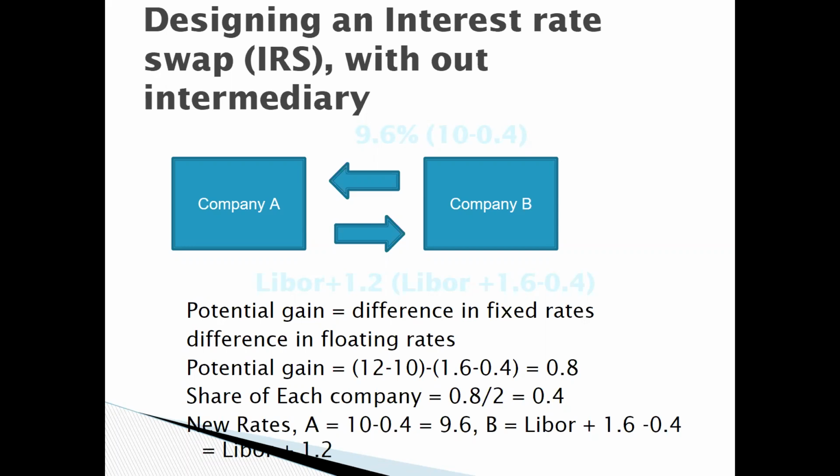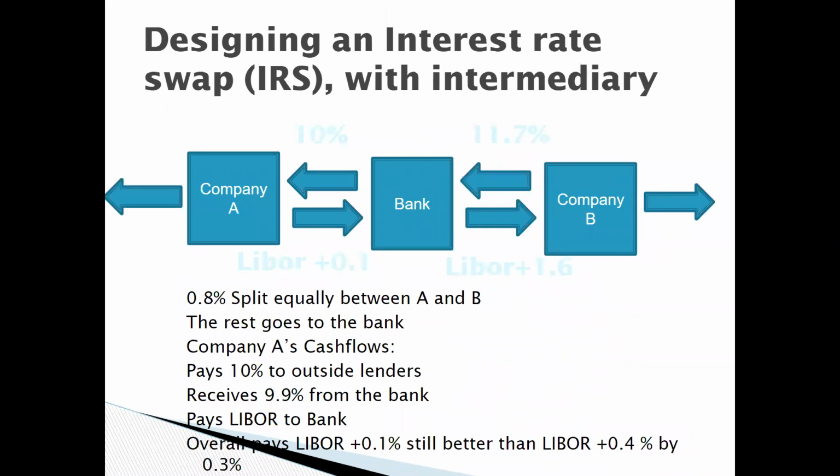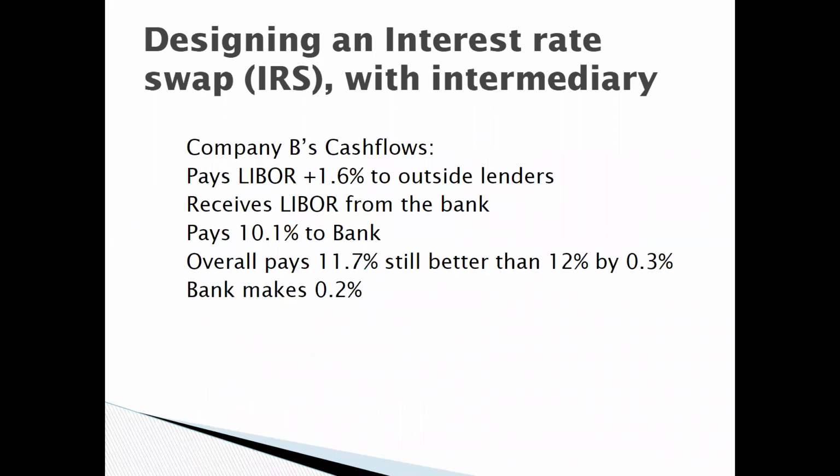So we can give 0.3 to company A, 0.3 to company B, and 0.2 to an intermediary. Or 0.1 to an intermediary and 0.35 to company A and company B. Yeah. So this is how the swap will look when there is a banker in between. The banker will take a commission, usually a small amount. The rest will be equally divided among company A and company B.